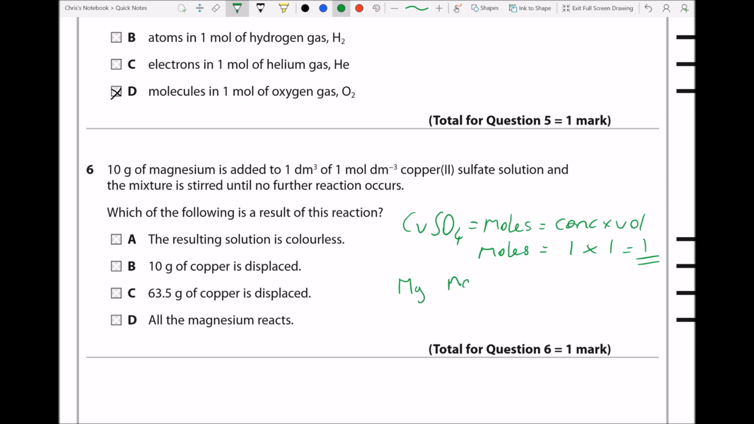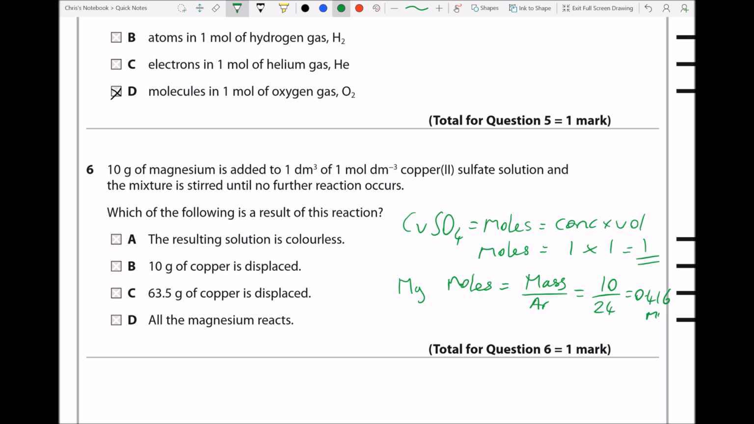And the number of moles of magnesium. Okay, so remember moles in this, because this is a solid, is mass over Ar, which is the relative atomic mass of magnesium. So in this case, the mass is going to be 10. The relative atomic mass of magnesium is 24. And so we do 10 divided by 24, it's going to give us 0.416. Okay, that's moles, not grams.